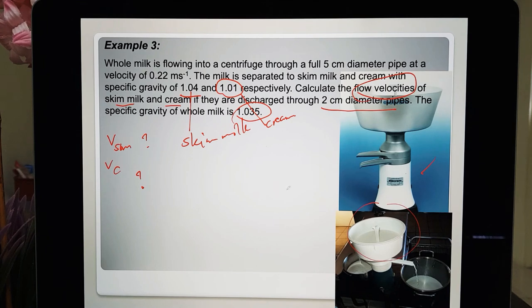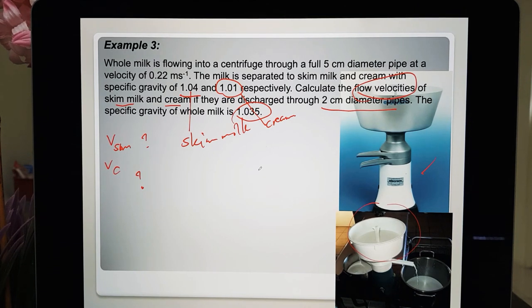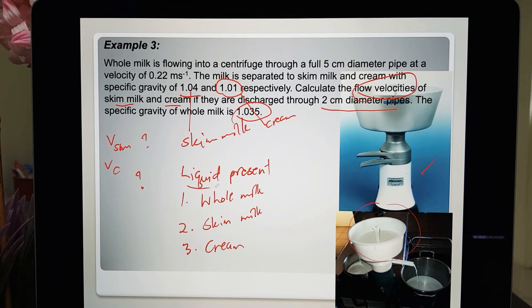So how do we solve this problem? By applying the Bernoulli equation. First, you need to identify how many liquids are present in this system. One, we have whole milk. Two, we have skim milk. And third, we have cream. You need to know which liquids are present in this process, so that it will be easier for you to write down the equation.